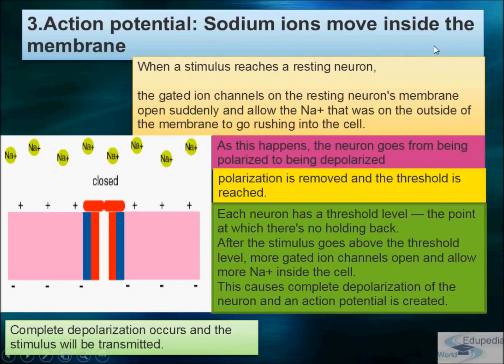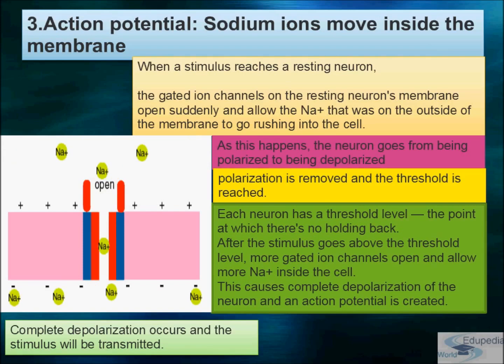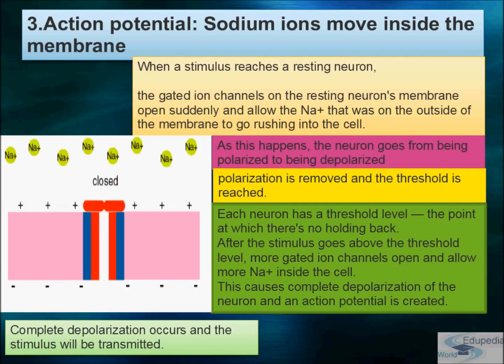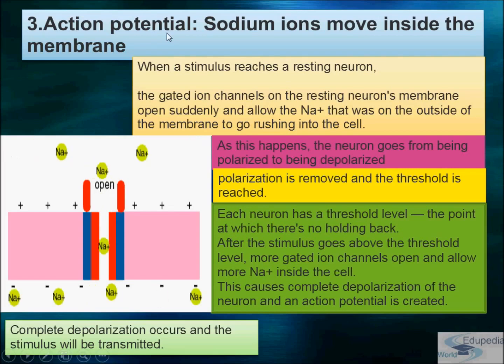Now the third step is action potential. In action potential, sodium ions move inside the membrane. As you can see, until the second step, sodium ions were outside the membrane and potassium ions were inside the membrane. But when action potential comes into being, the sodium ions start to migrate inside the cell membrane.